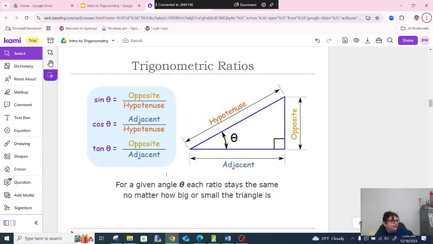Now you have to be careful, because depending on the angle that you're referencing, they can change. In this case, the angle I'm looking at is right here.